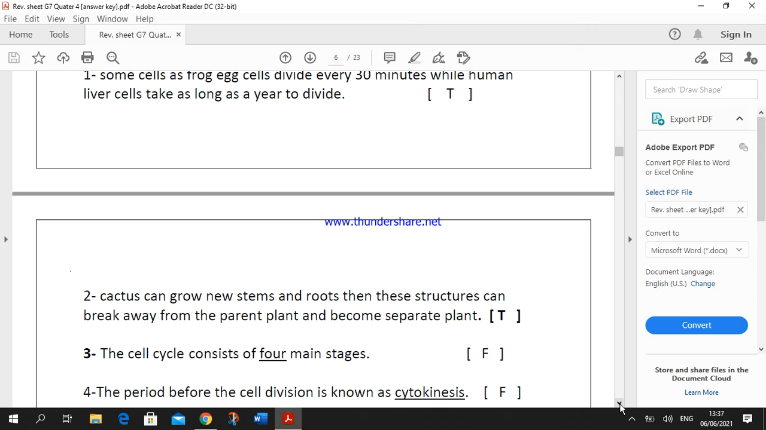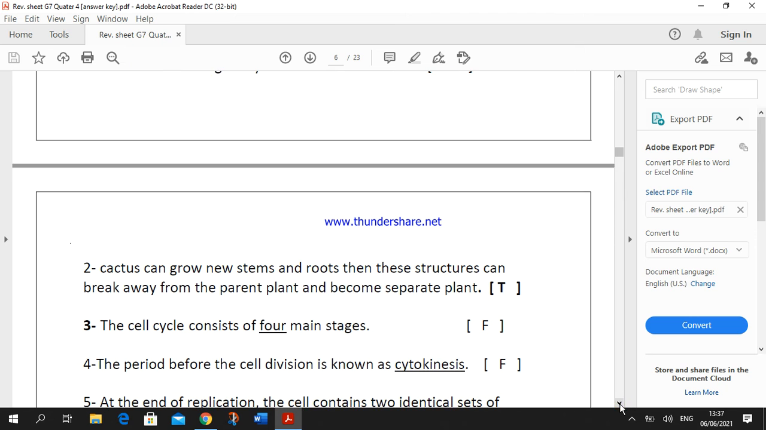2. Cactus can grow new stems and roots. Then these structures can break away from the parent plant and become a separate plant. Okay, true. And this is from the function of cell division that helps some types of plants to form a new structure, and after a while these structures can break away from the parent plant and become a separate plant.